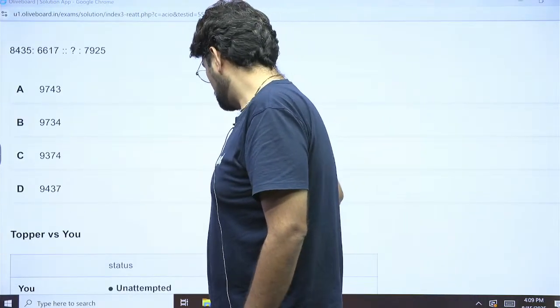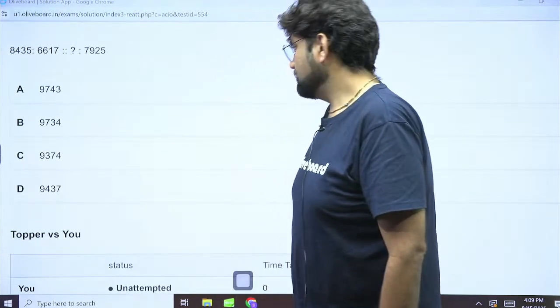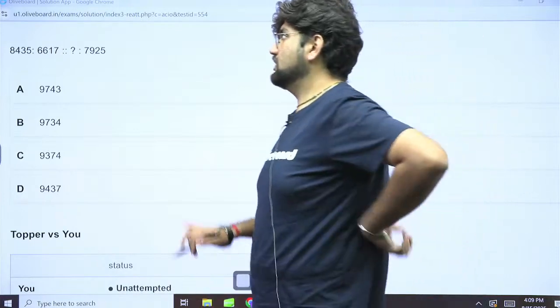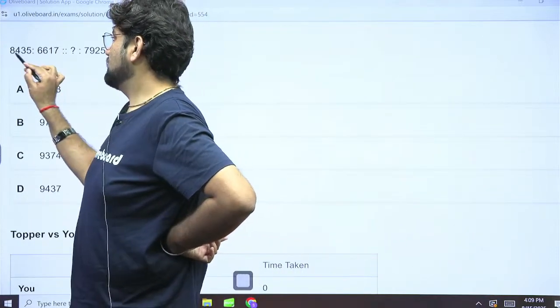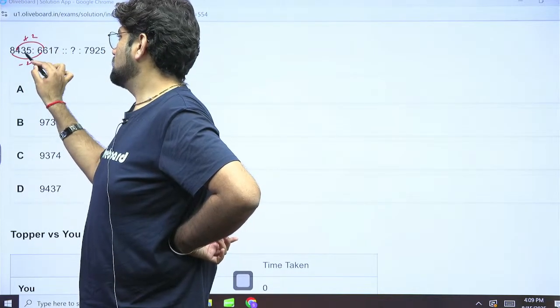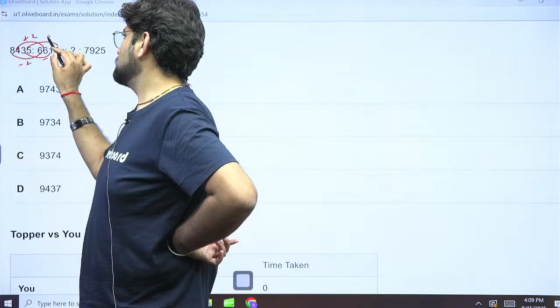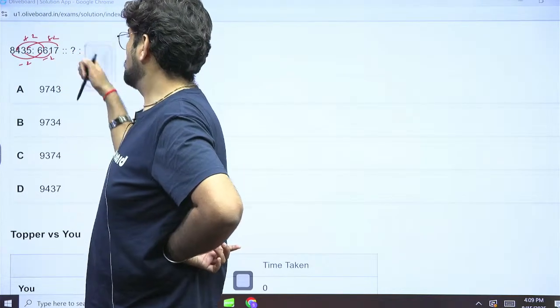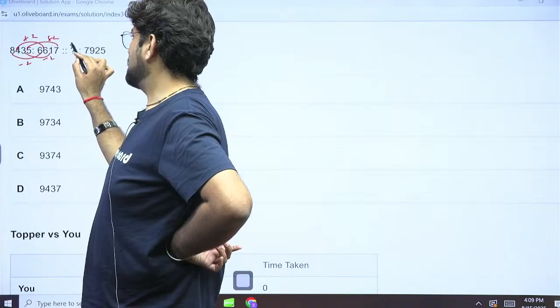This one just tricks your brain for a few seconds because you feel that it is talking about 8435, whereas it is not. It is simply talking about digits. 8 to 6 is -2, 4 to 6 is +2, 3 to 1 is -2, 5 to 7 is +2. That's what they are doing. So 7 minus 2 is 5. Sorry. Now something from here has come here. So -2 is giving you 7.